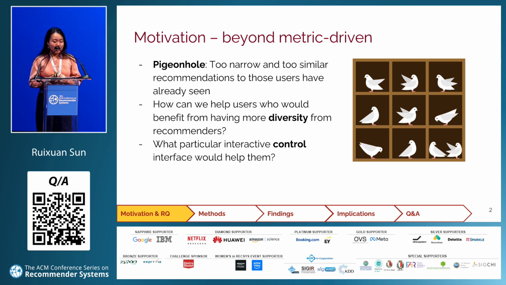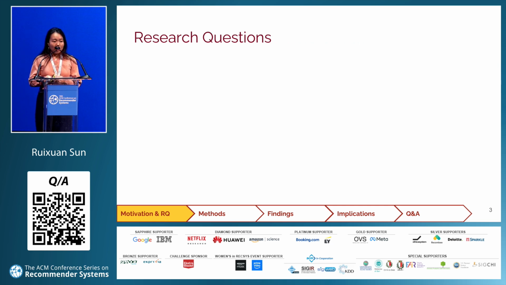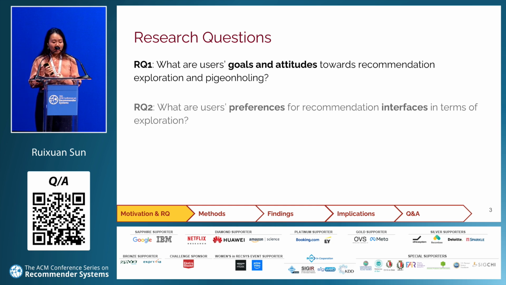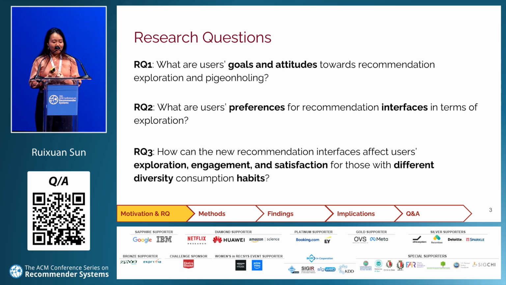So our motivation is to understand how we can help users who would benefit from having more diversity from the recommenders, and also what kind of particular interaction control interfaces would help them. There are three research questions we explore in this space. The first one is to understand their goals and attitudes toward exploration and pigeonholing in recommender systems. The second is to understand their preferences for a new interface in terms of facilitating their exploration. And finally, we want to understand how this new interface affects their exploration, engagement, and satisfaction for those with different diversity consumption habits.